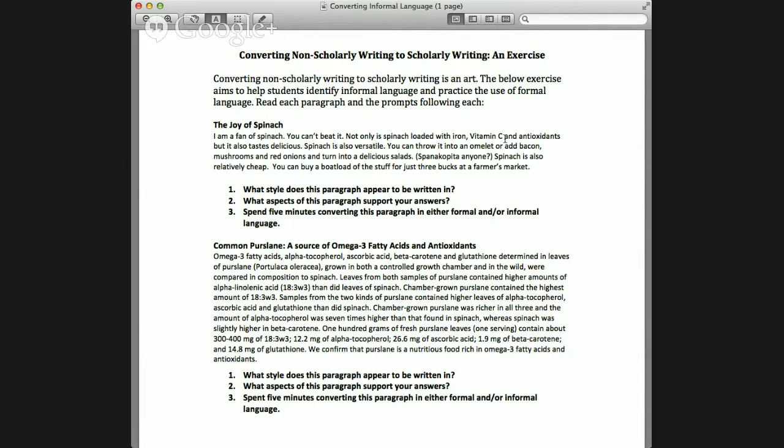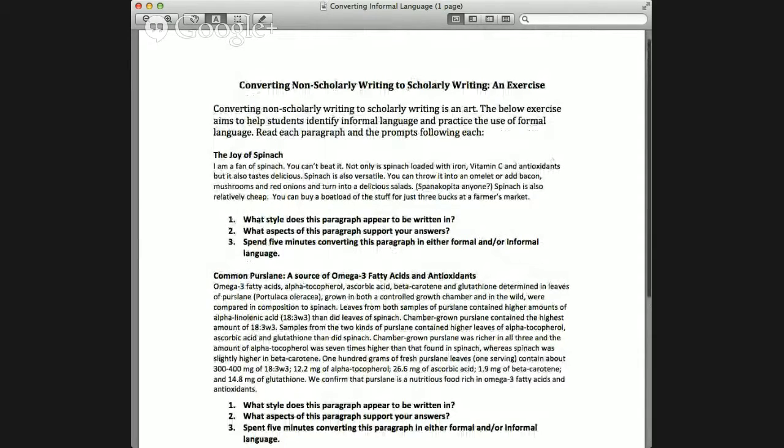You can throw it into an omelet or add bacon. Here we have a question. Spanakopita, anyone? This also isn't even a full sentence, and like I said, is a question. I also am noticing this repetition of also that happens a lot. But it also tastes delicious. Spinach is also versatile. Spinach is also relatively cheap. So we have a lot of the same sentence structure happening over and over again. That's a little more in line with some of the stuff we talked about last week in terms of tactics for cohesion.